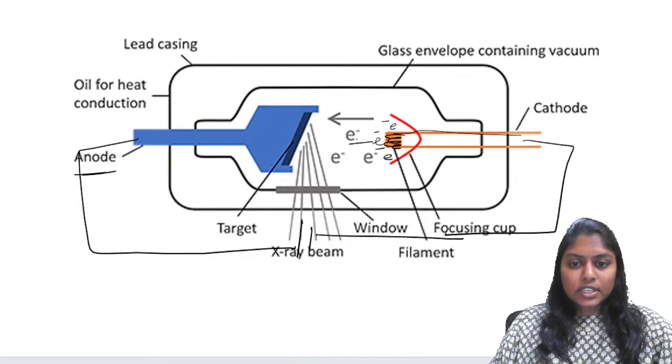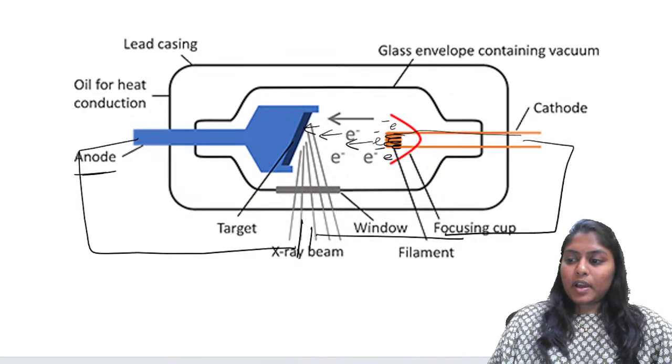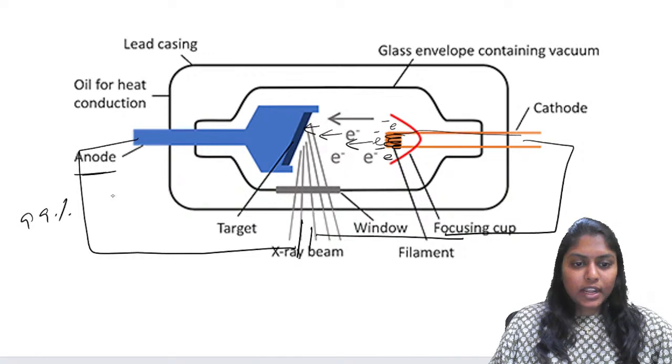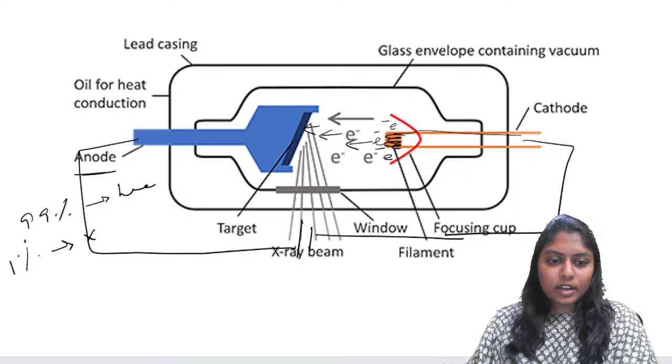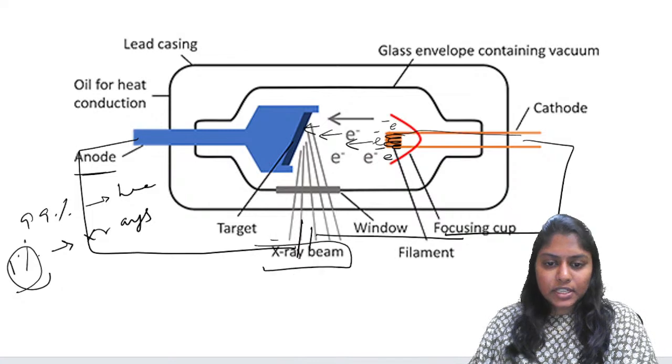These fast moving electrons hit the anode, that is the target, in a slant way, because there is an anode angle. When the electrons hit the target, 99% of their energy is converted into heat, and only 1% is converted into X-rays. This 1% of X-rays is directed onto the detectors.